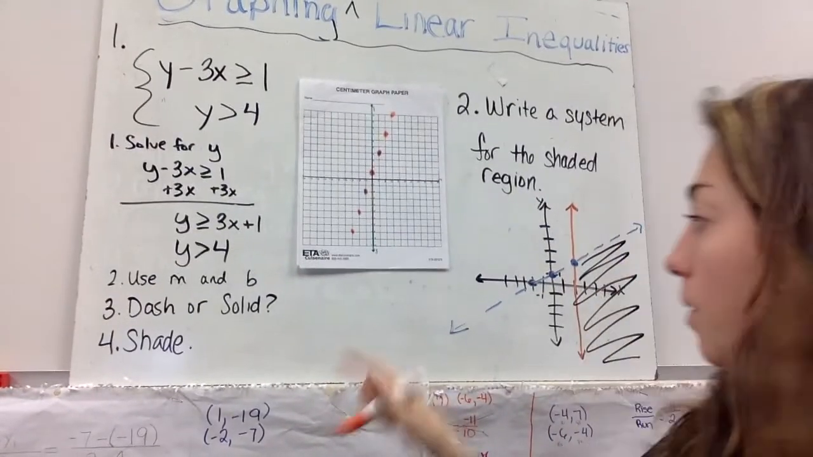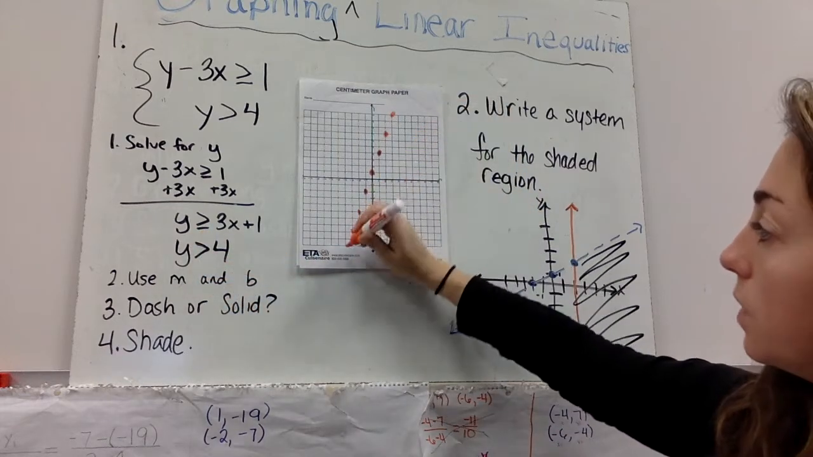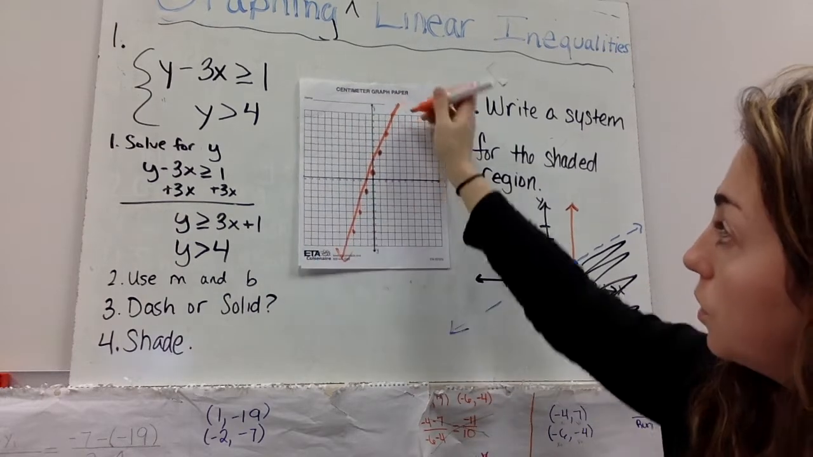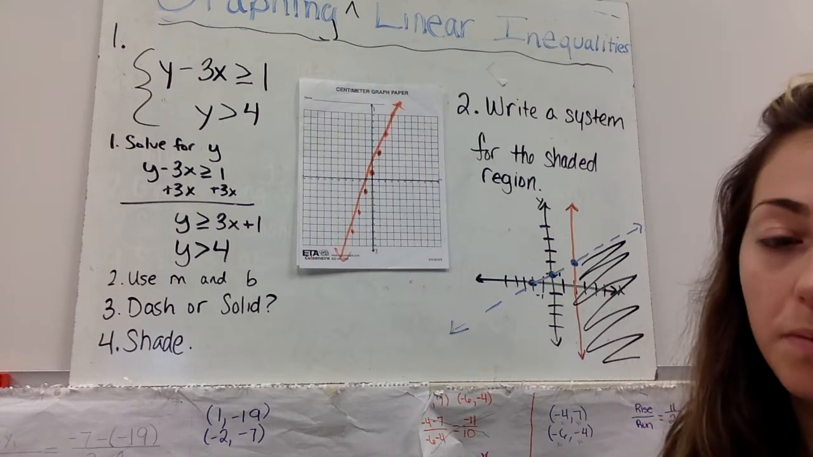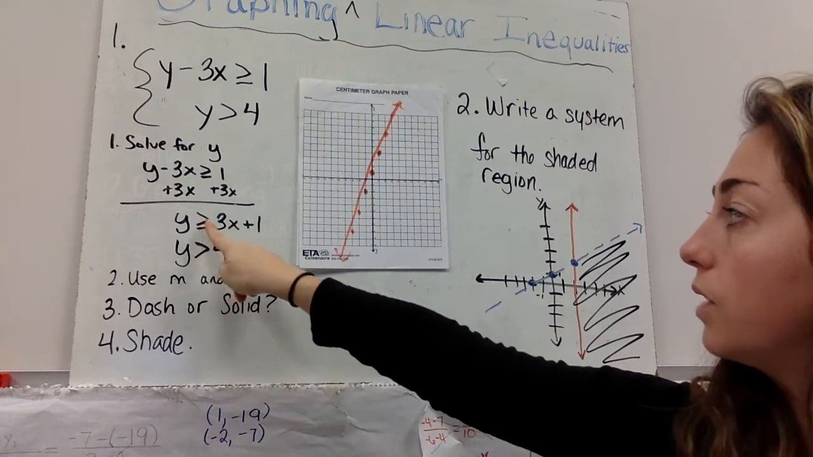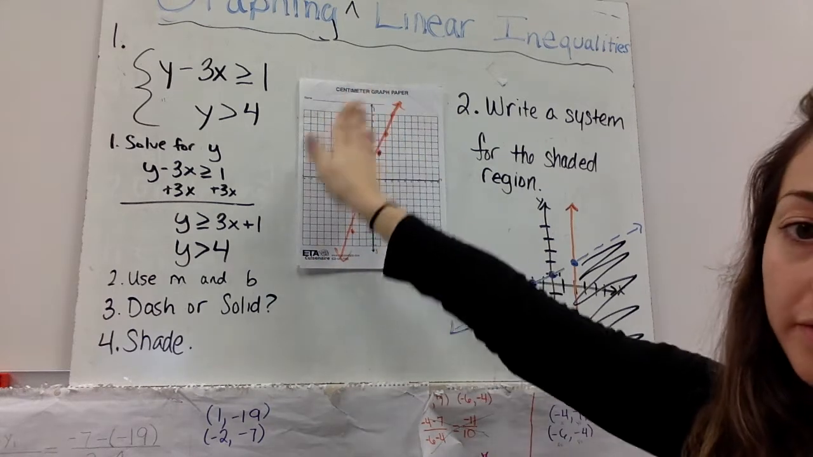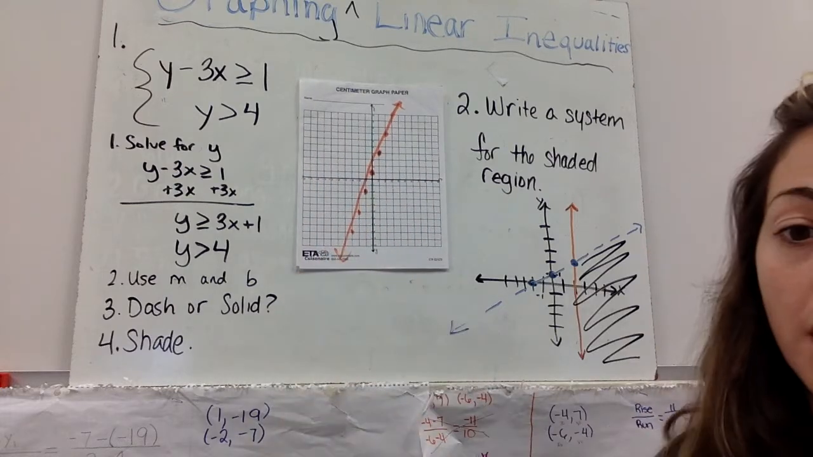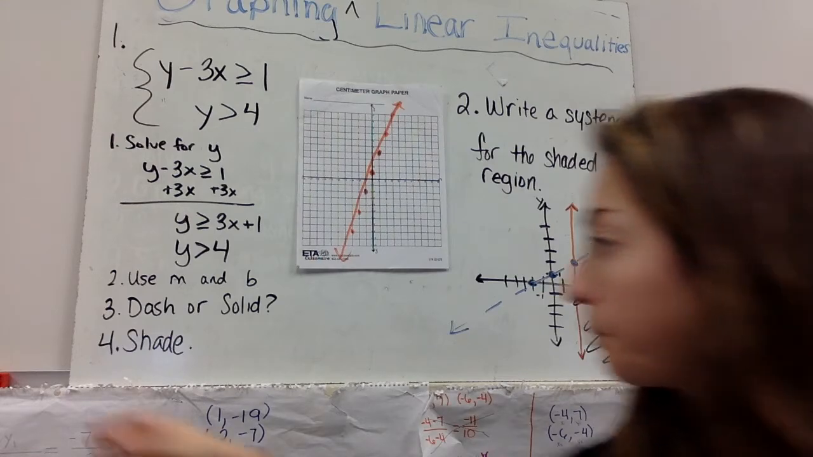Now I need to decide whether it's dashed or solid. Because it's equal to it, this one is solid. Trying to draw a straight line. Use a ruler so you have an exact answer. Now shading, I am going to shade greater than it, so that's above. So where is above? If we're looking at the hill, where's above the hill? That's all of this stuff here. But I also have a second line that I need to do, so I'm going to hold off on shading.